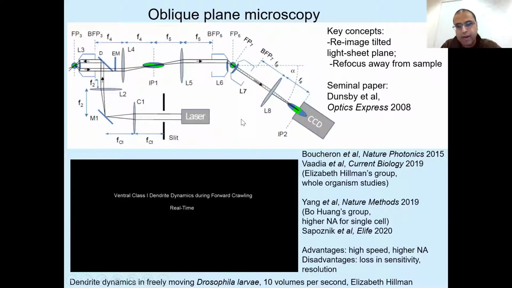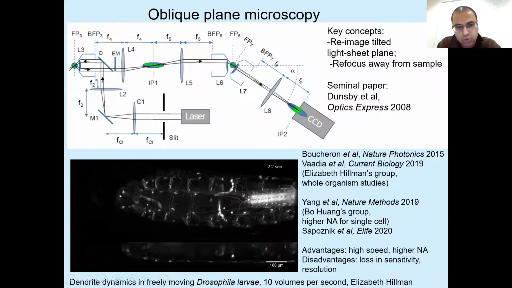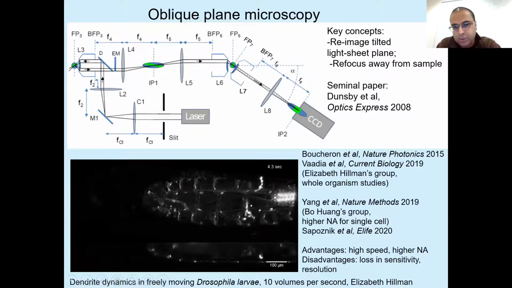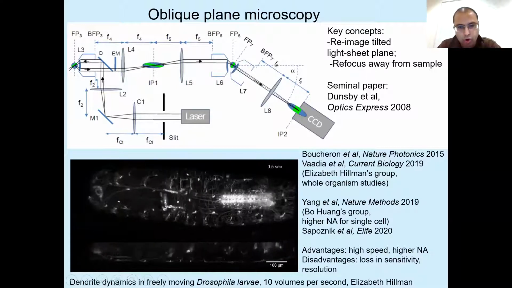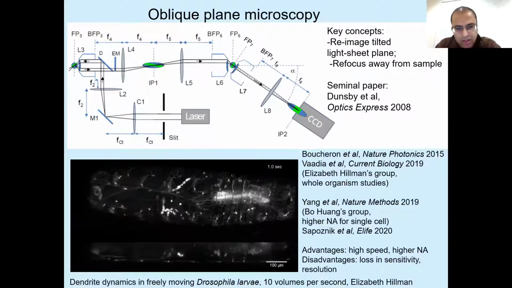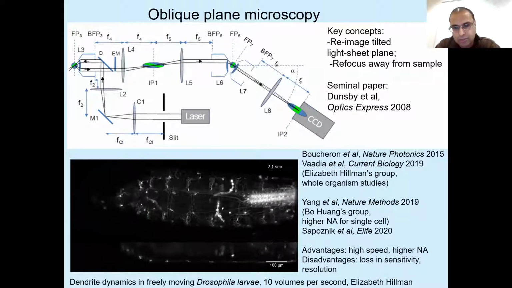The seminal idea was Chris Dunsby's, and it's been popularized by Elizabeth Hillman's group. One advantage of this way of doing it is you can do very high-speed imaging of whole organisms. In this case, a Drosophila larva crawling on a substrate, right? You can record 10 volumes per second, which is fast enough that you can actually record the animal as it's moving around.